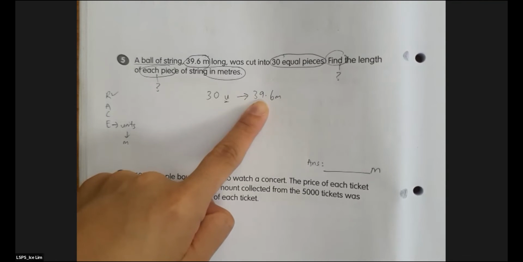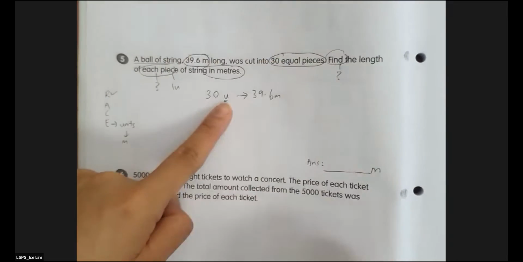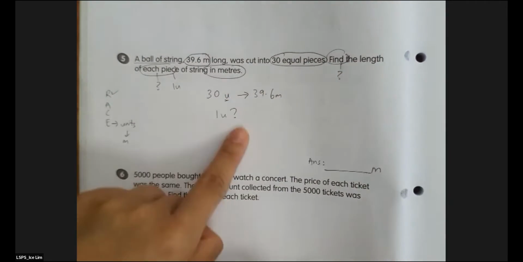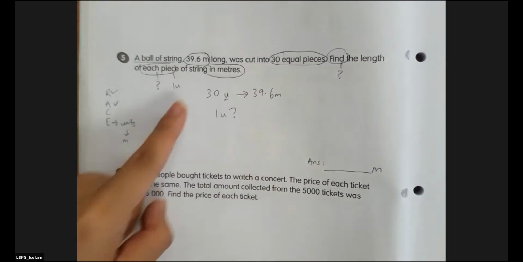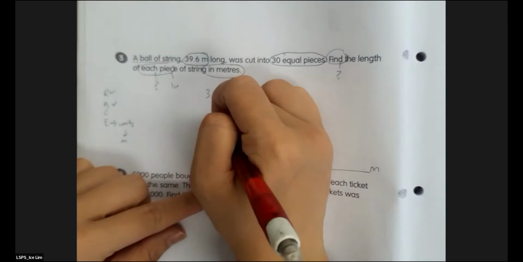Okay, so these are the clues. Find the length of one piece. So one piece is 1 unit. So that's the clue. Okay, annotate everything. I solved already. No need for the question mark. I'm about to solve it.